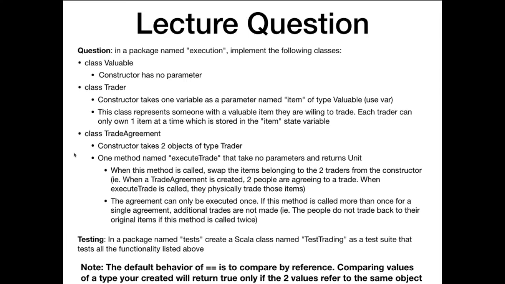Because equal equal by default, unless we tell it otherwise, which we're not doing yet, we'll do that in the next couple of weeks, is going to check by reference: do these two variables refer to the same exact object on the heap? And that's what we want to get at, obviously, talking about references throughout this whole question. Any questions on the question itself?